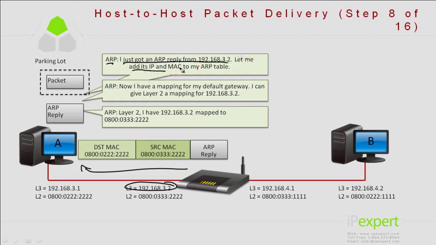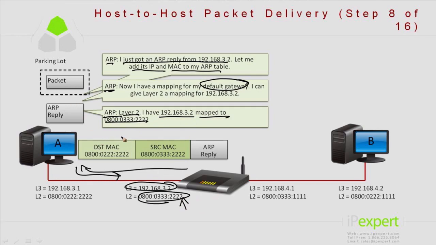Let me add its IP and MAC address to my ARP table. Now I have a mapping to reach my default gateway using this MAC address. So now I can actually encapsulate this packet and send it. The ARP layer 2 is going to say I have 192.168.3.2 and it's mapped to 0800033222, which is the MAC address of this device.